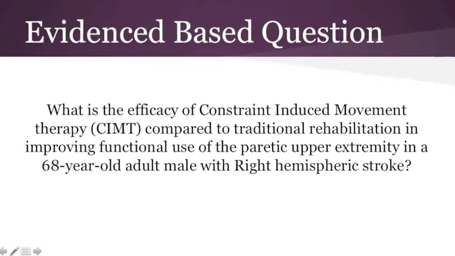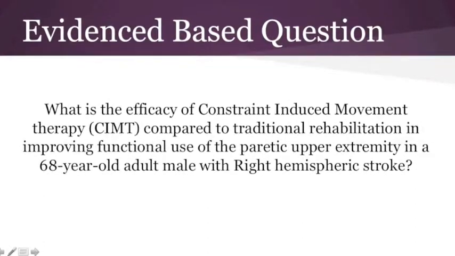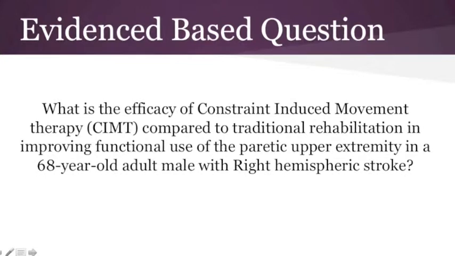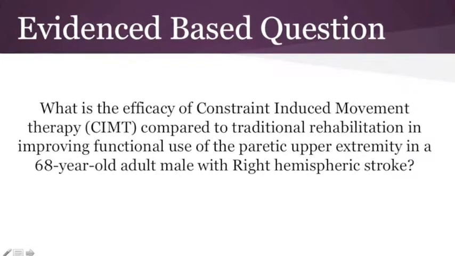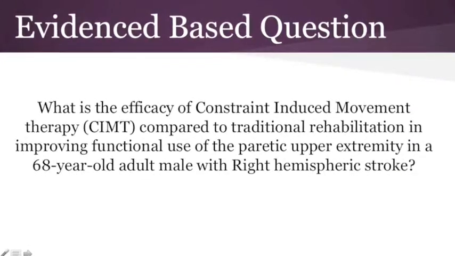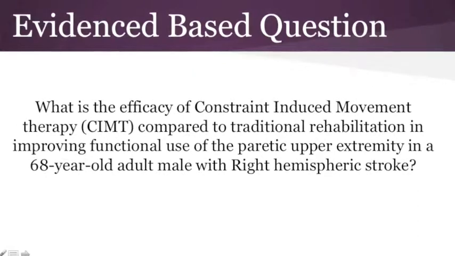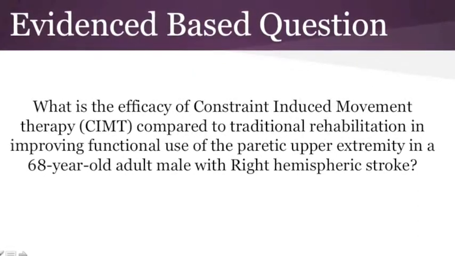Evidence-based question. What is the efficacy of constraint-induced movement therapy compared to traditional rehabilitation in improving functional use of the paretic upper extremity in a 68-year-old adult male with right hemispheric stroke?